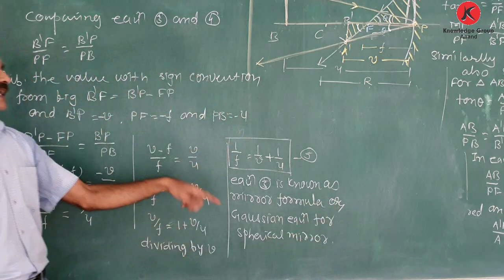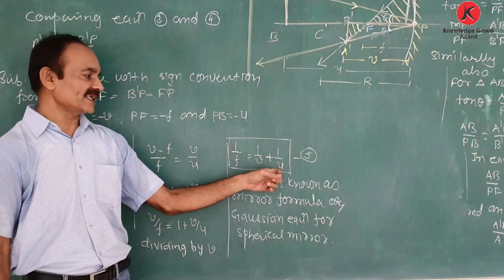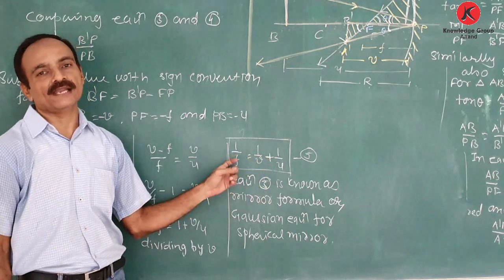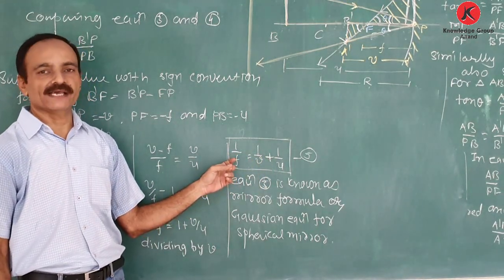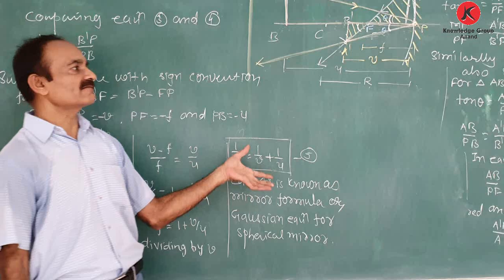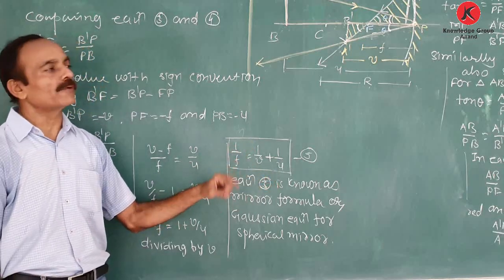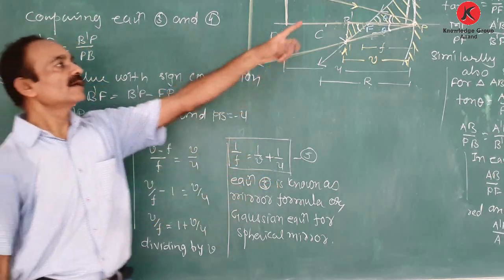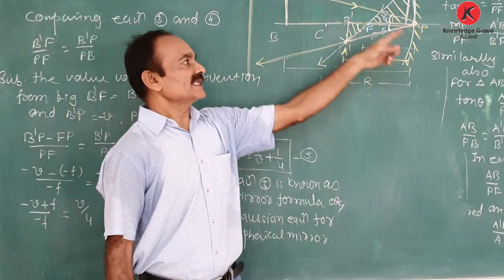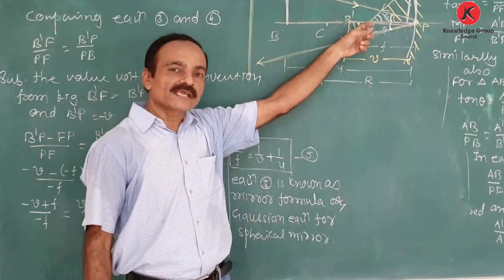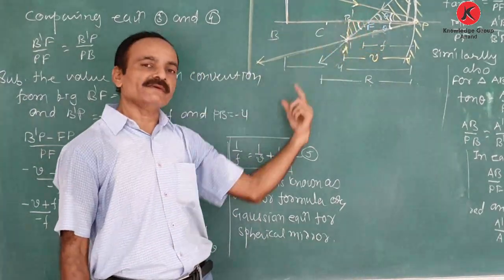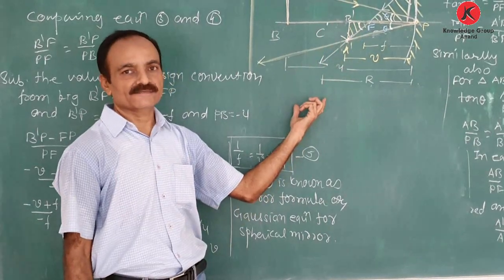This is also known as the relation between the object distance u, image distance v, and focal length f of a spherical mirror. Now, this equation is valid for both types of mirror. For our simplicity, we obtained this equation for the concave mirror. We can also derive the same equation for the convex mirror.